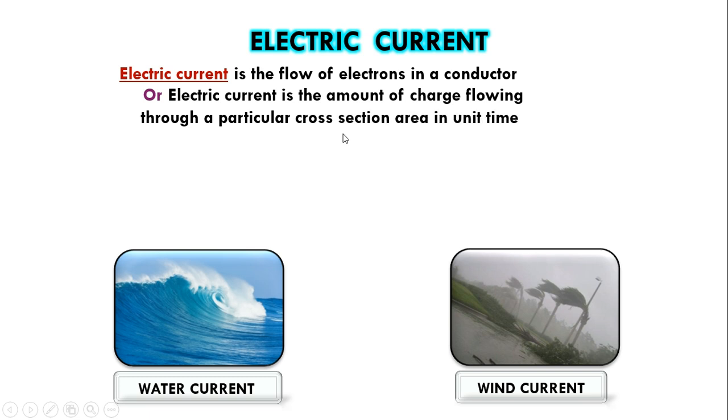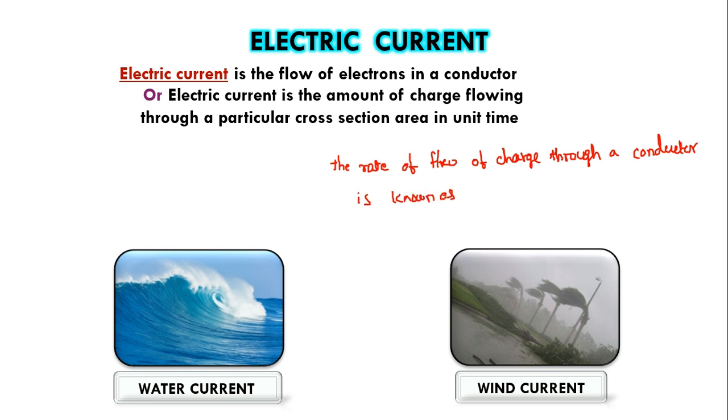Or the electric current is the amount of charge flowing through a particular cross section in a unit time. In other words, the rate of flow of charge through a conductor is known as electric current. Here the rate means per second. So the flow of charge through a conductor in one second is electric current. Same definition.